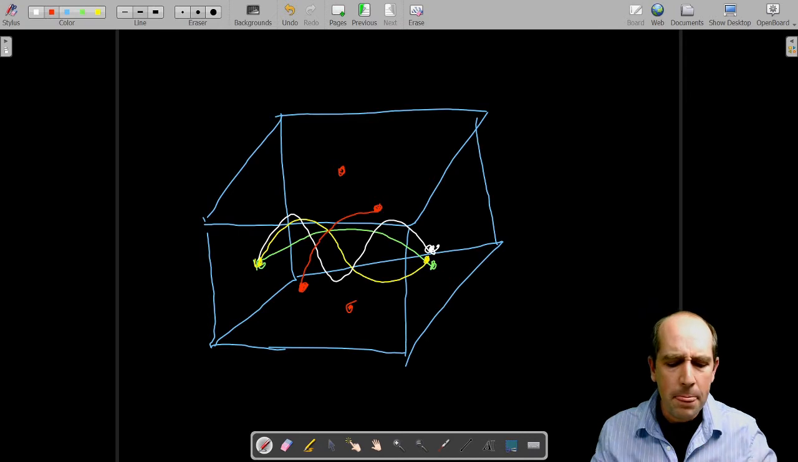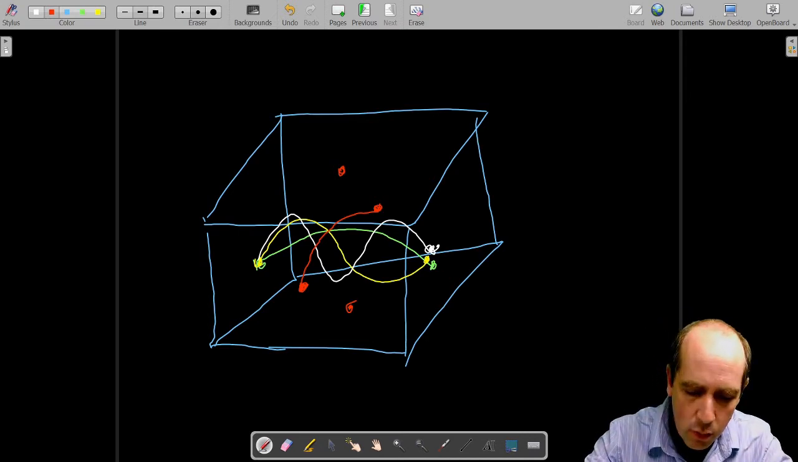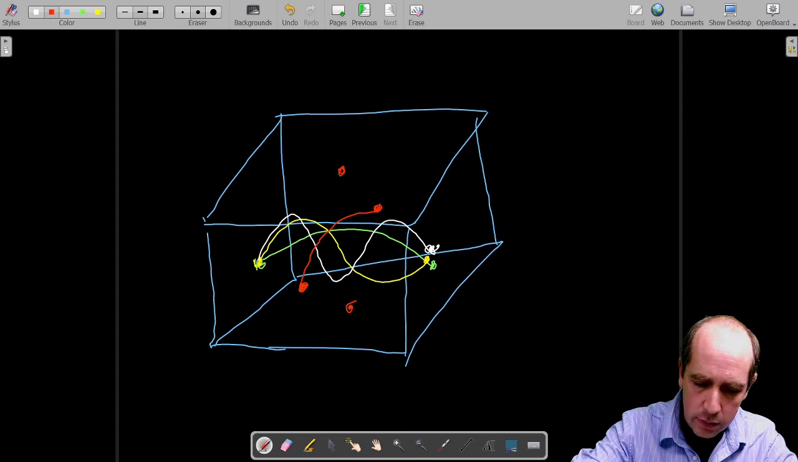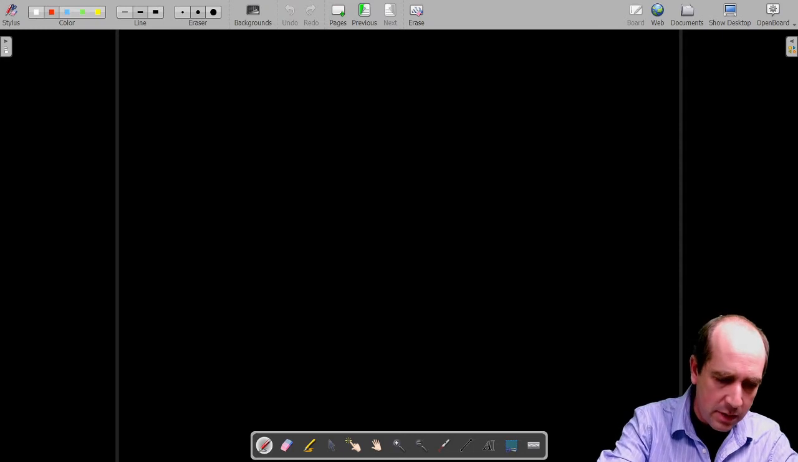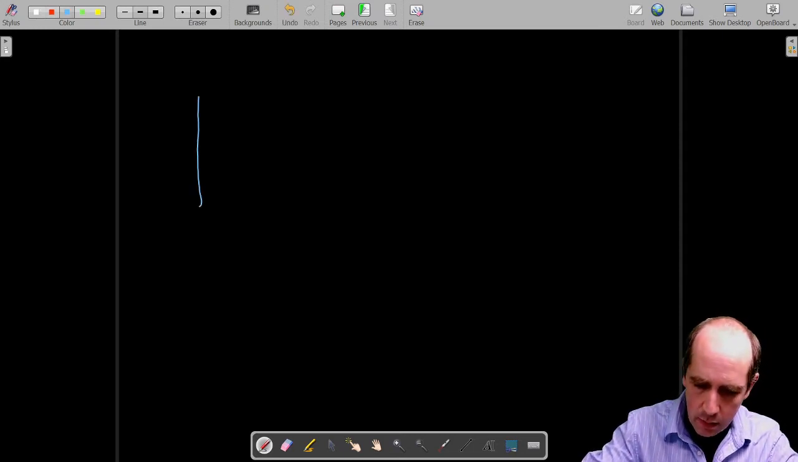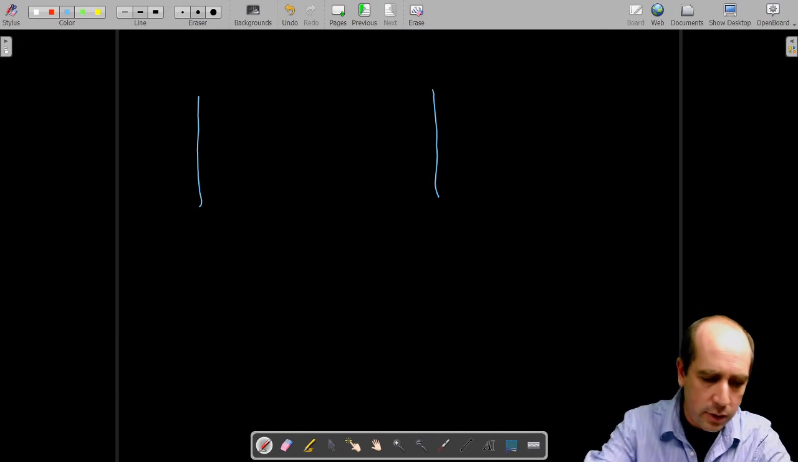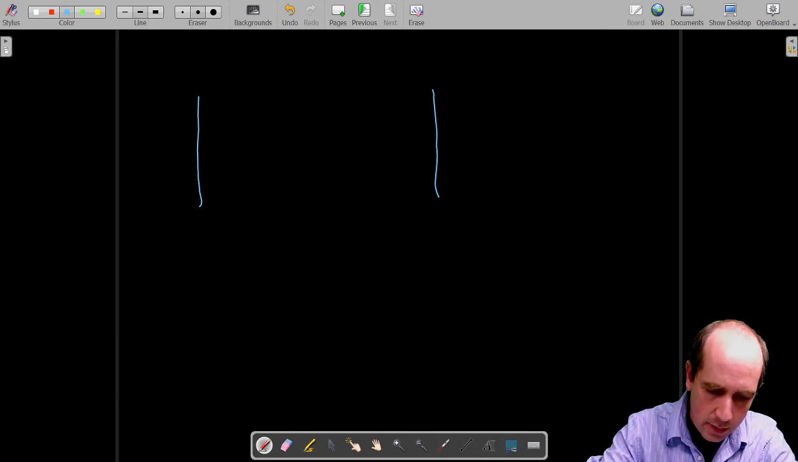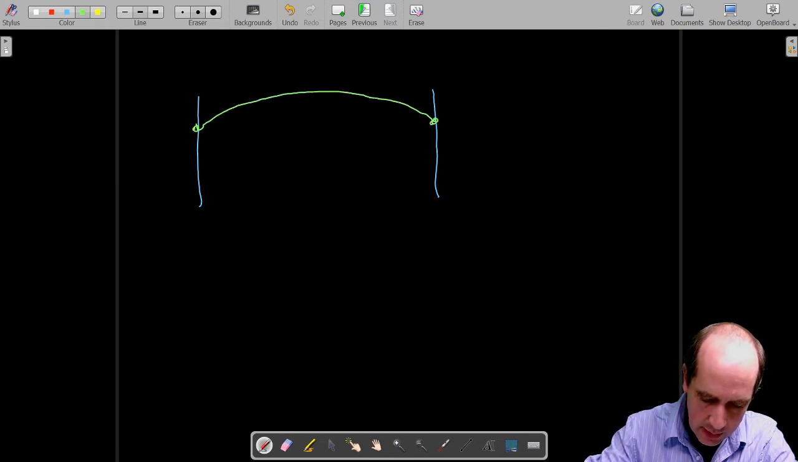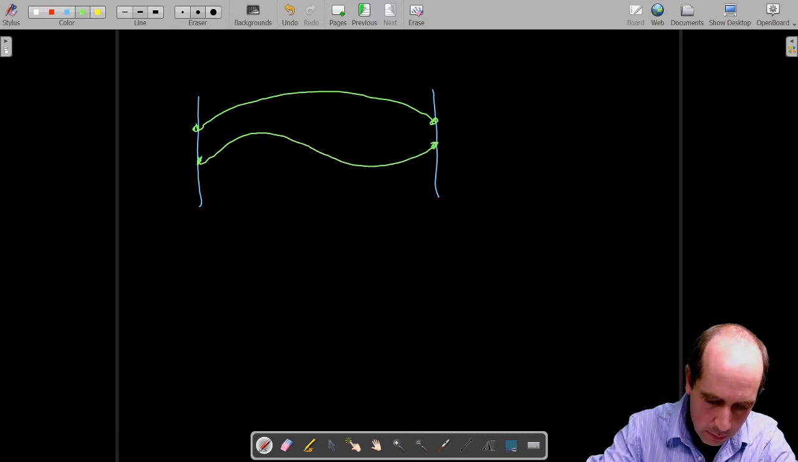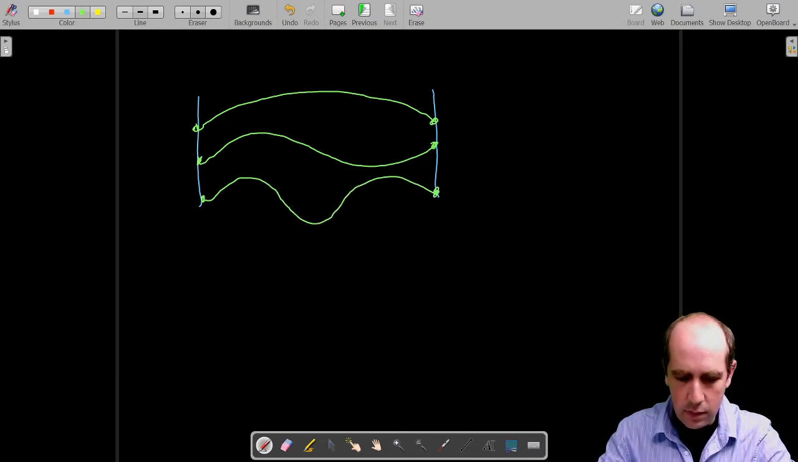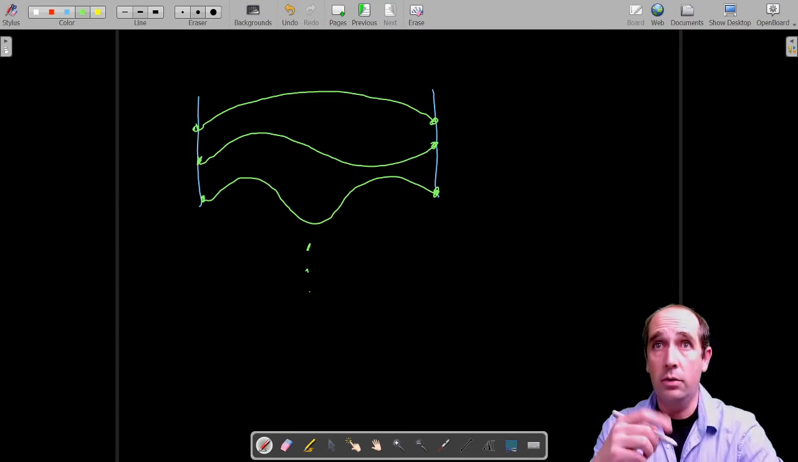The wavelengths in between cannot survive in this box. So just for simplicity, let me move to a one-dimensional box. Again, this can be done in 3 dimensions. It's just making things a bit more complicated. So if we have the walls of the box, you can have the mode which has half a wavelength, the mode that has 1 full wavelength, the mode that has 1.5 wavelengths, and so on, right? So all of these are allowed.